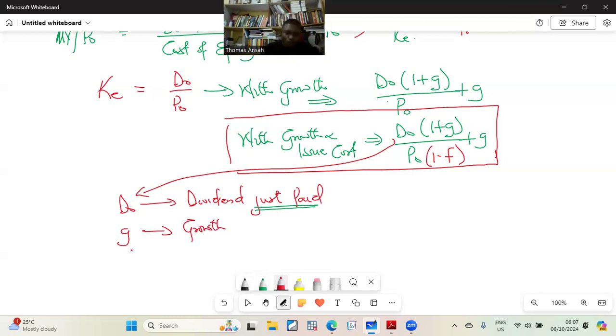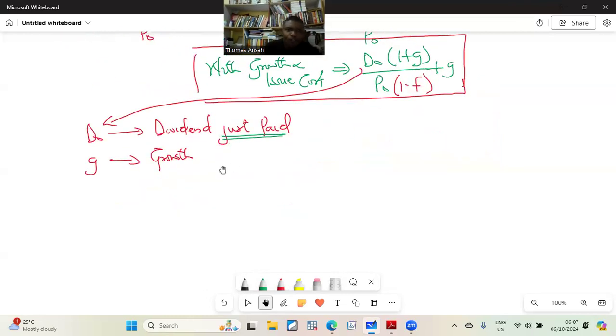All right. But the growth, how do we find growth? We find growth by using two main methods. Method 1 is called the dividend growth model. All right, the dividend growth model.